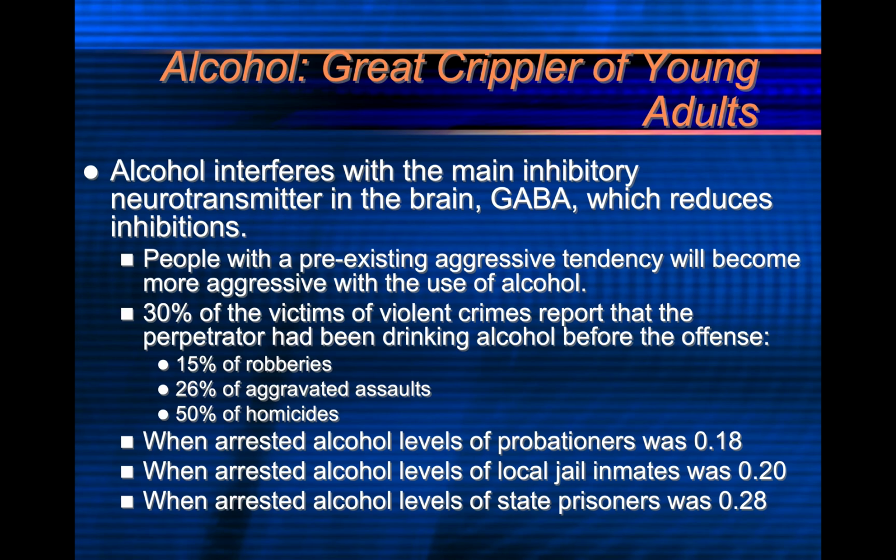15% of robberies, 26% of aggravated assaults, 50% of homicides: the perpetrator had been drinking alcohol before the offense. When arrested, alcohol levels of probationers was 0.18. That's more than twice the limit of a drunk person.